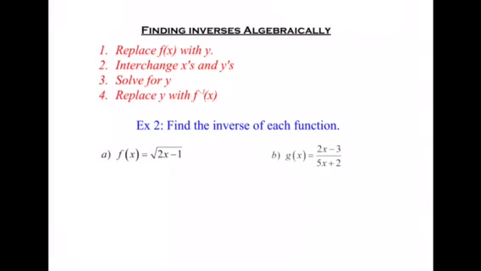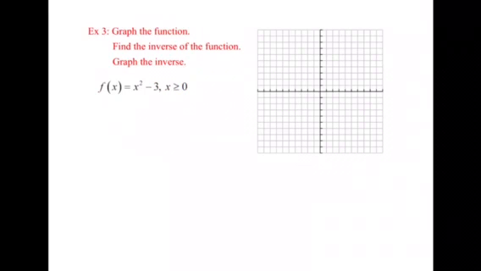Okay, so there's two examples. One's a square root function, another one is a rational function. Once again, I'll do both of these on the example video. So the last example that I have, I'm actually going to go ahead and do this. It goes through a lot of the different things we talked about: graphing a function, finding the inverse, and then graphing the inverse as well.